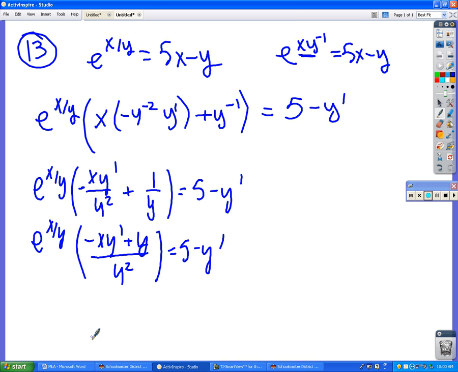Okay, so I just changed this into y over y squared, right? And then that's going to give you negative x y prime plus y over y squared.